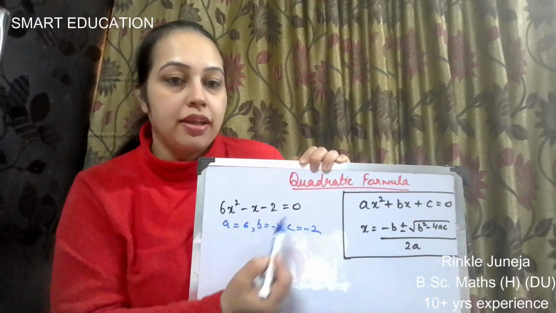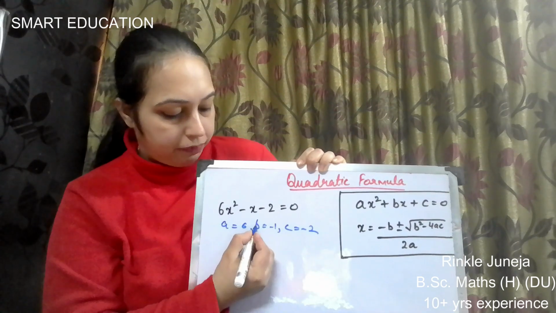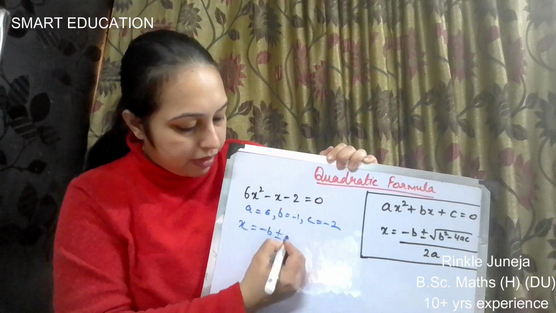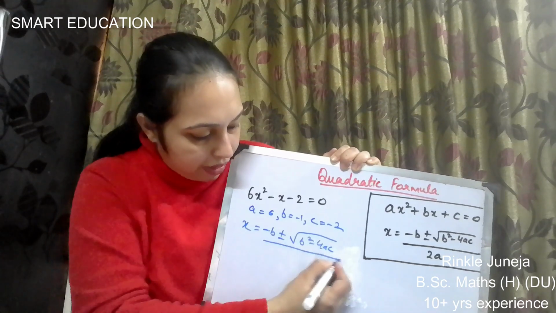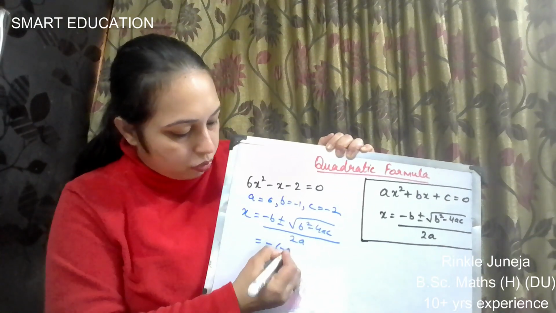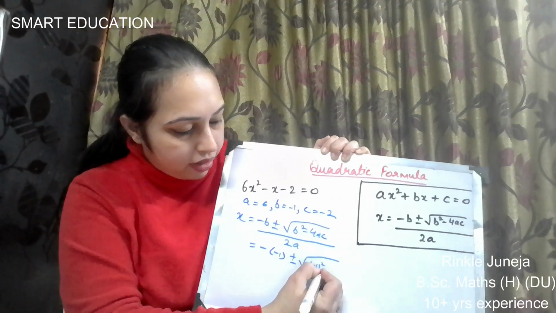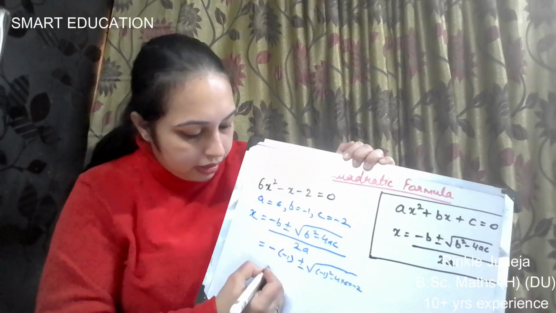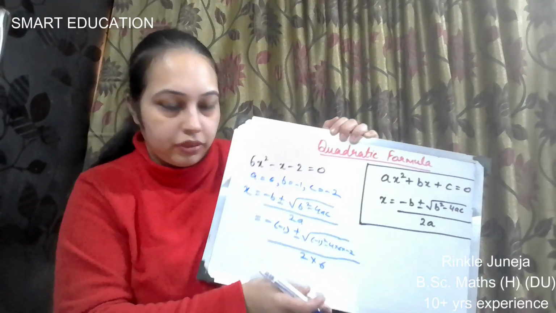You need to take care of the minus sign because in the general equation there is a plus, so if a minus is coming, then you will take the minus along with the number. So let's put it in the quadratic formula. The quadratic formula is (-b ± √(b² - 4ac)) / 2a. So -b, that means -(-1), ± √((-1)² - 4 into 6 into -2), divided by 2a, which is 2 into 6, right?